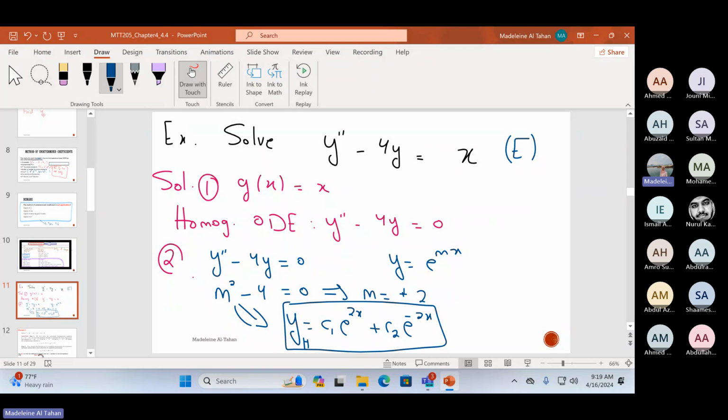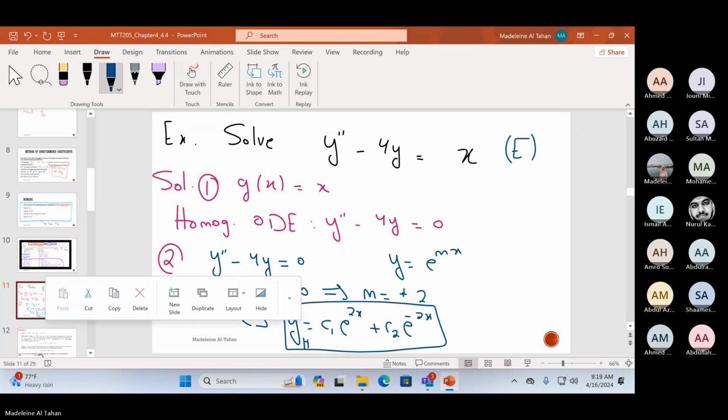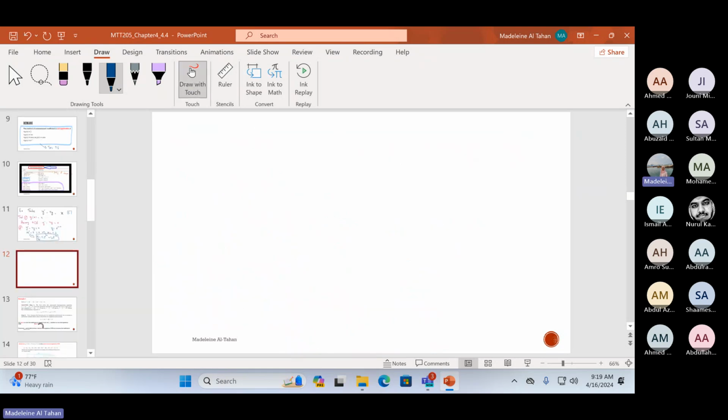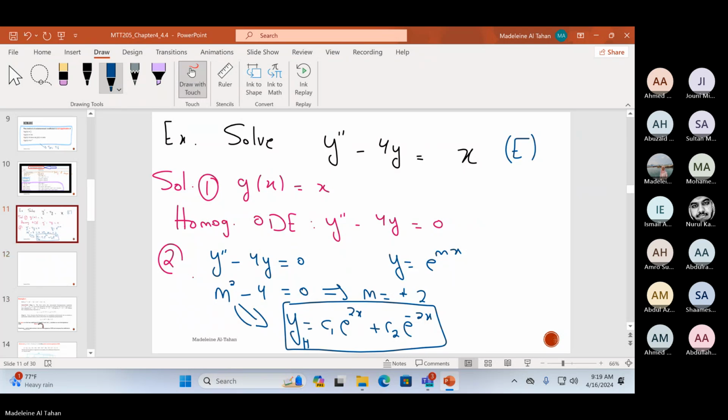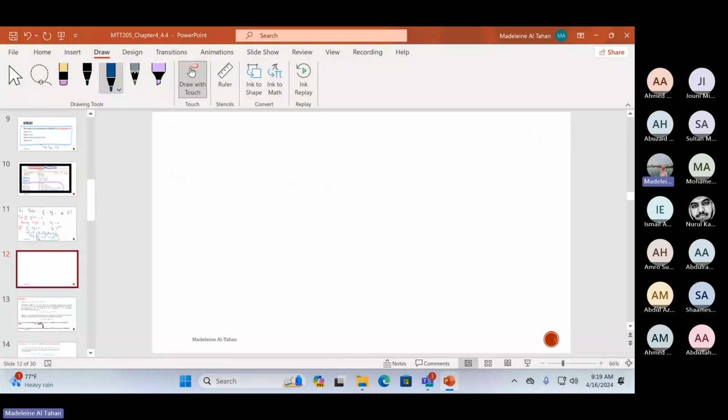Now, step number 3, find the particular solution. Can we move to another slide and continue the question? Yes. Okay.